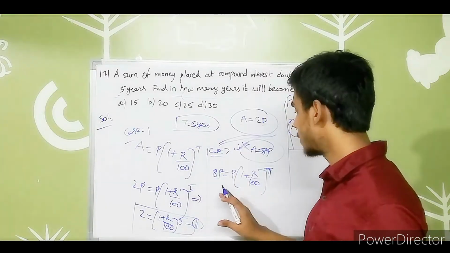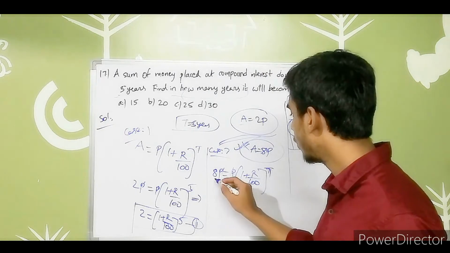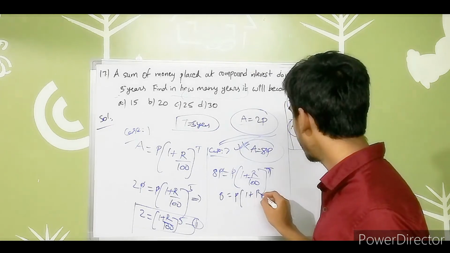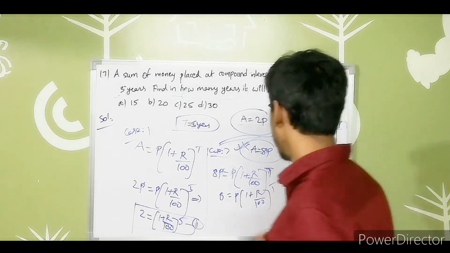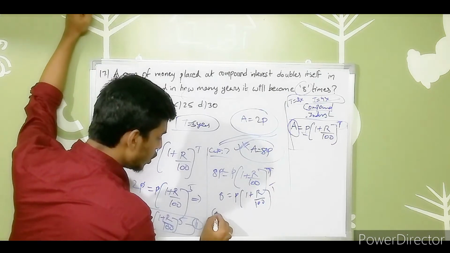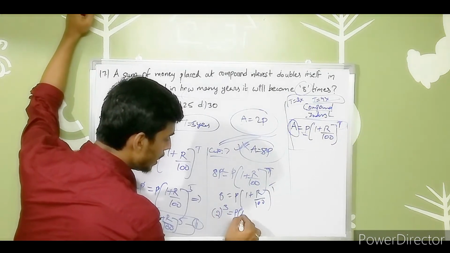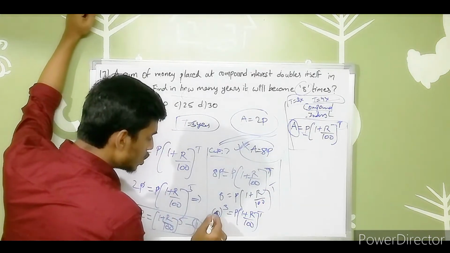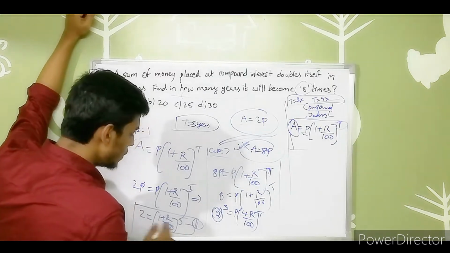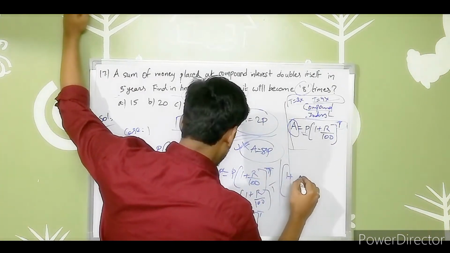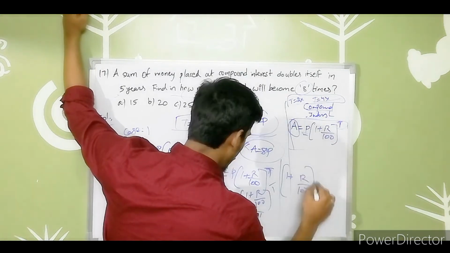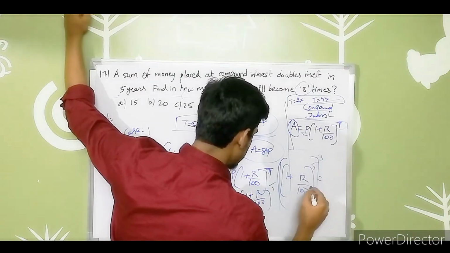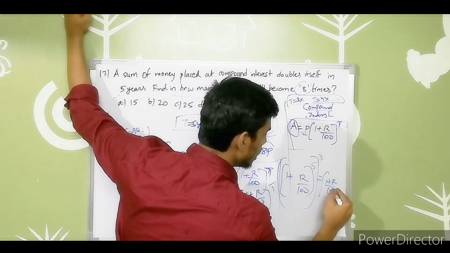P and P will get cancelled. So 8 equals (1 plus R by 100) whole power T. I will write 8 as 2 cube. So 2 cube equals (1 plus R by 100) whole power T. In place of 2, I will substitute from equation 1, so (1 plus R by 100) whole power 5, whole power 3, equals (1 plus R by 100) whole power T.